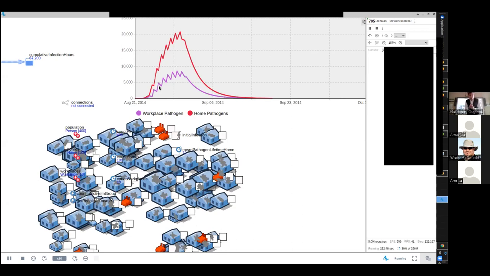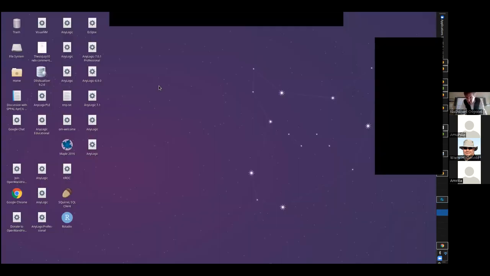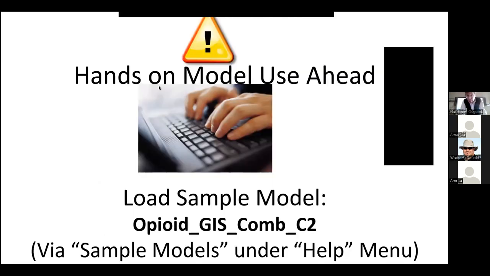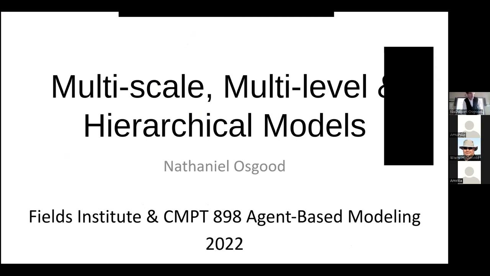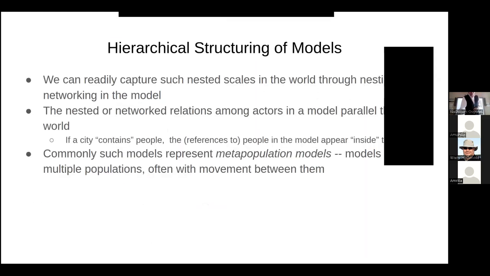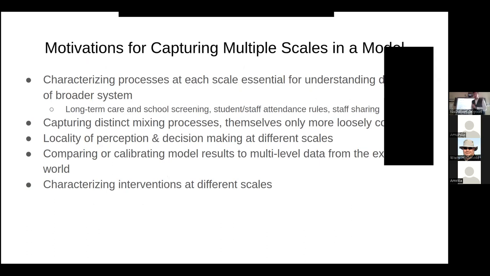Okay. So that's all we have time for today. These multi-scale, multi-level, and hierarchical models are very important tools, for good reasons. Good motivations lie behind selecting these in ways that naturally mirror what we see in the world, and having models that capture these features of the world so we can ask the right sort of questions about it, so we can evidence the model, calibrate the model, characterize interventions in the model, and characterize key processes. So that's all we have time for today.